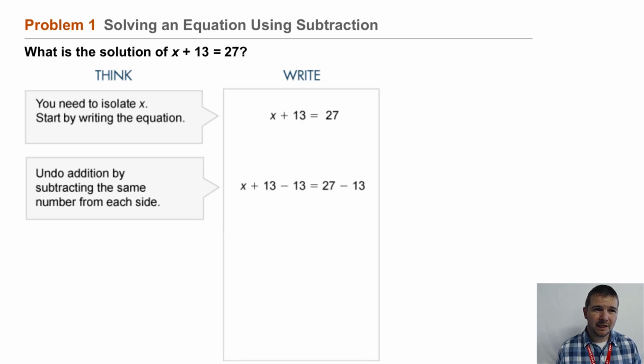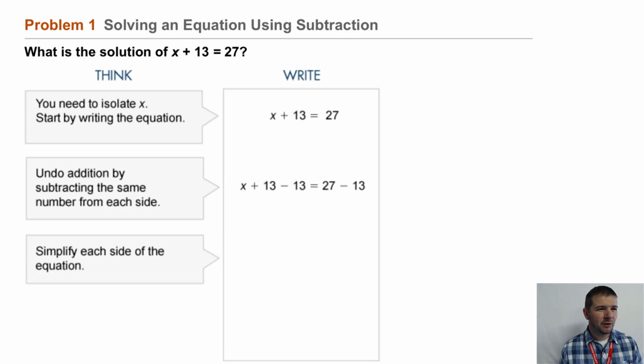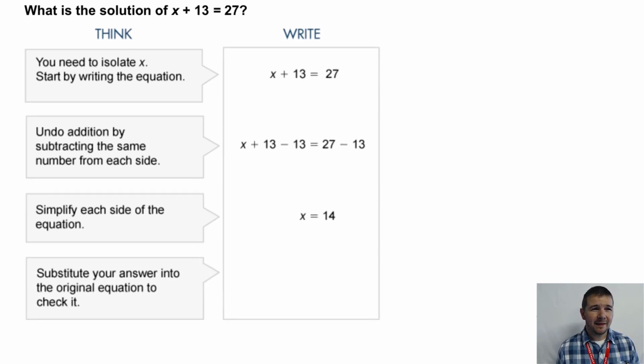Write x plus 13 minus 13 equals 27 minus 13. Then think: simplify each side of the equation. x plus 13 minus 13 is just x, and 27 minus 13 is 14. Finally, think: substitute your answer into the original equation to check it. Our original equation: x plus 13 equals 27. When we substitute 14 for x, 14 plus 13, does that equal 27? Yes, it does. So our solution, x equals 14, checks out.